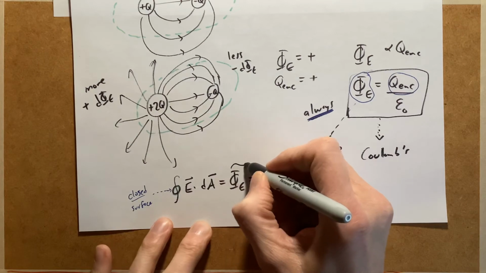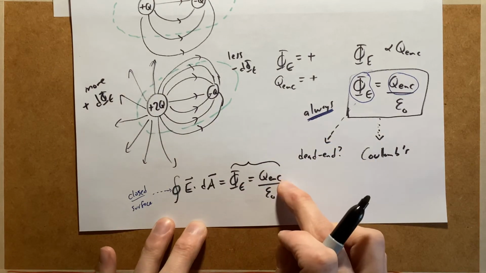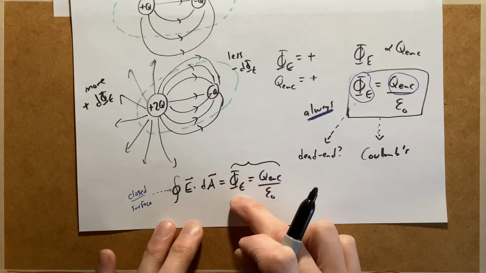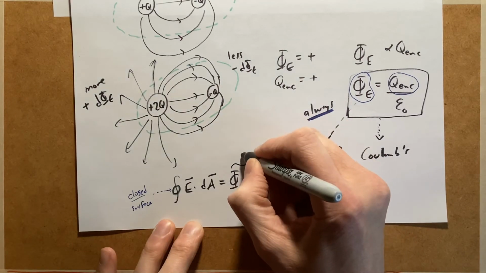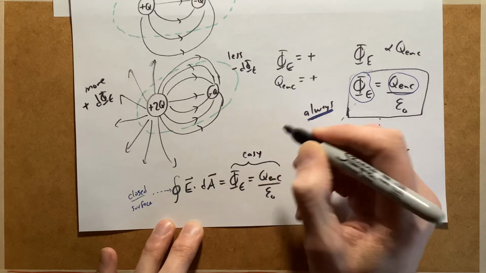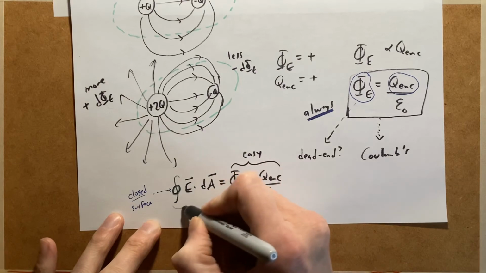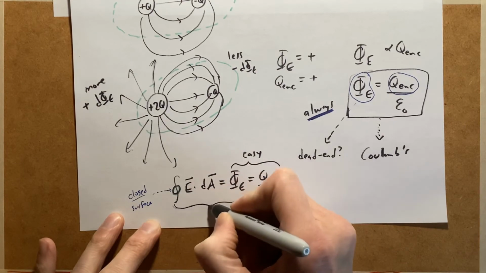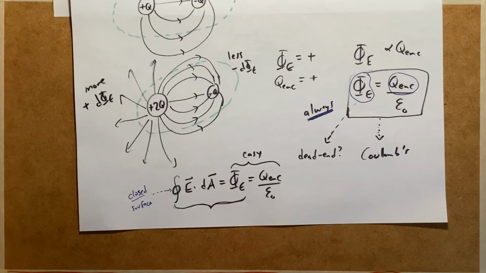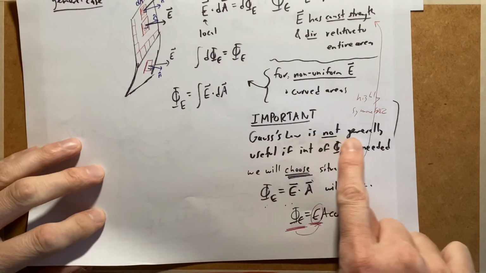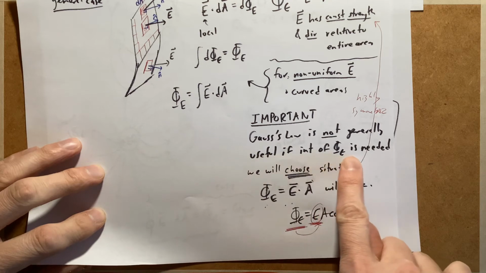This part, being able to know the charge enclosed and just knowing the flux and getting the flux, this part is easy and always true, okay? But this part, getting from the flux to the field, is actually not so easy. Remember, just as a reminder, let me pull it over here. Important, Gauss's law is not generally useful if the integration of flux is needed.